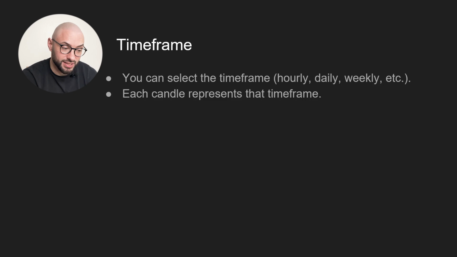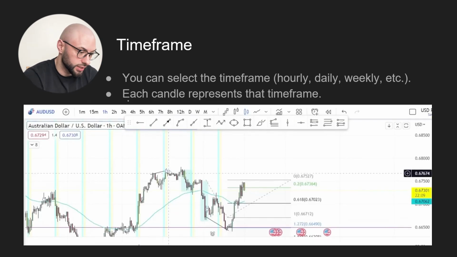Each candle represents that time frame. So if you see a daily candle, that's 24 hours of price action before it closed. If you see an hour candle, if you're on the hourly time frame, each one of those candles is an hour, and you can go lower and lower if you wanted. You could go to 1 minute candles. So on here we have the hourly, so you can see 1 hour. So every single one of these individual candles has took 1 hour to form.